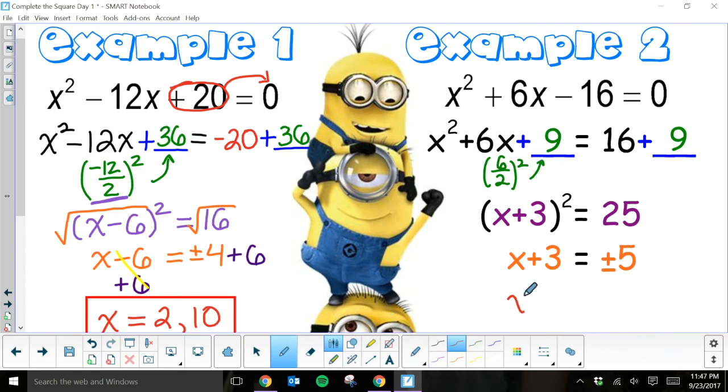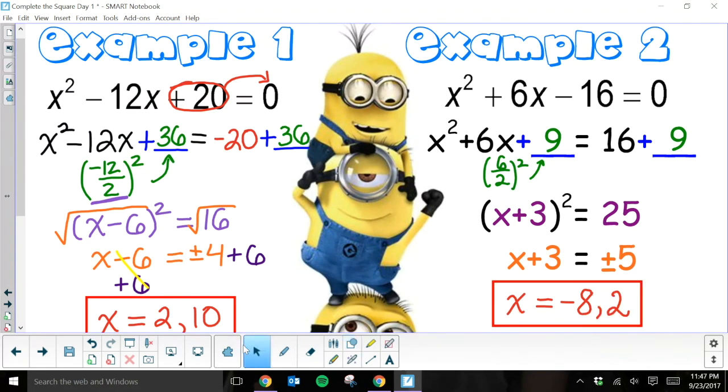And then again, if you need to see the final answer, minus the 3, you should have negative 8 as one of your solutions. And then when you have positive 5 minus 3, that should be positive 2. So again, there's where both of the solutions are going to come from. And a lot of people think completing the square can be rather despicable, but I promise once you get to know them, just like the minions, it becomes a very friendly process.